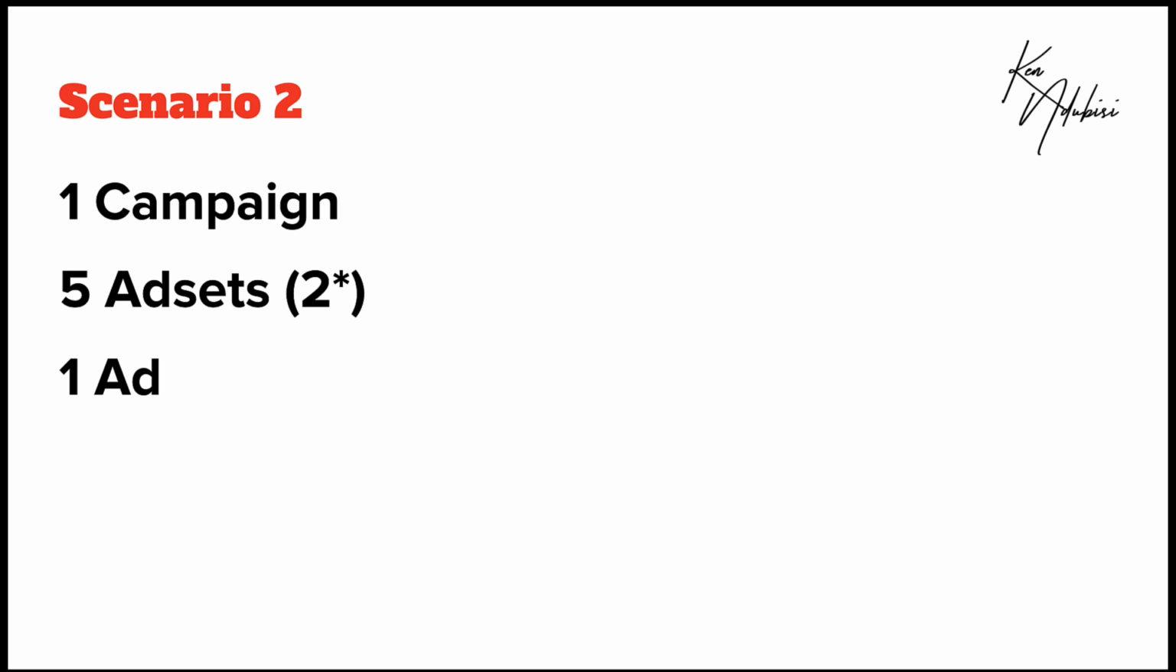The second scenario is where you have one campaign, you have 5 ad sets, and 5 ad sets based on the initial strategy which I said, which is testing out both Facebook and Instagram. That's why I have 2 in the bracket there. So you have 5 ad sets for Facebook, you have 5 ad sets for Instagram, and then you still have one ad. So the benefit of having a scenario like this is that you are able to now test out other types of interest. You're able to test out other types of audiences while still maintaining your initial structure of having Facebook and Instagram running separately.